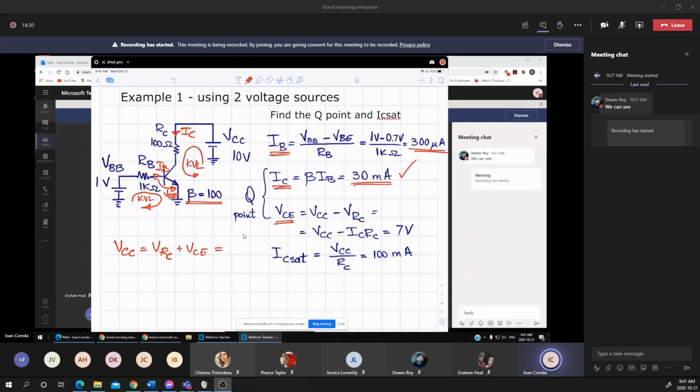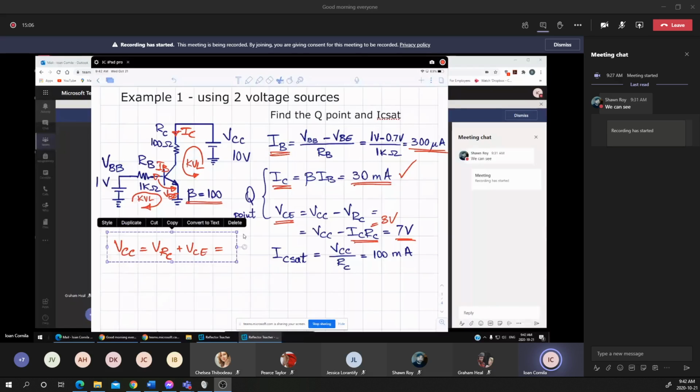Now the VRC is equal to the IC multiplied by RC. That's the collector current multiplied by the resistance RC. IC is 30 milliamps multiplied by 100 gives you the voltage VRC as 3 volts. 10 volts minus 3 volts makes the VCE, or the voltage between the collector and the emitter, 7 volts.